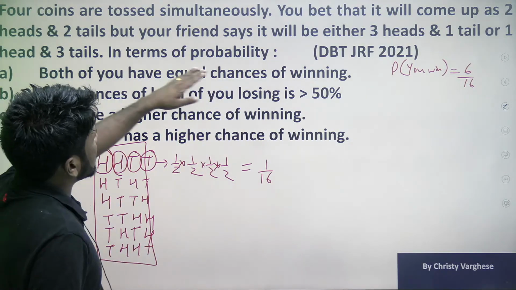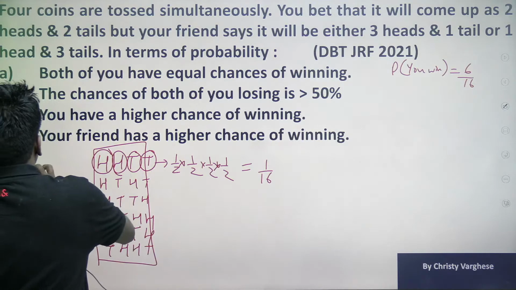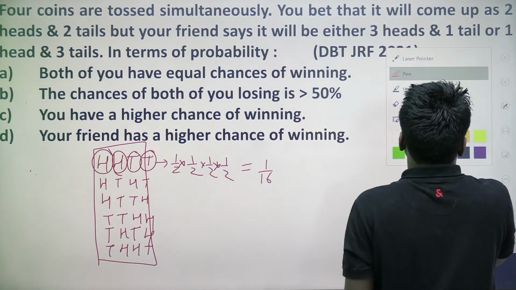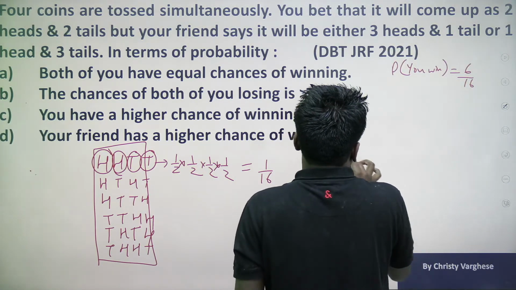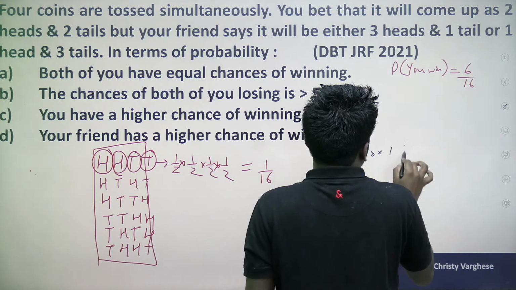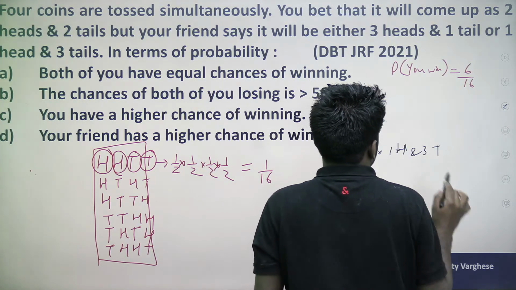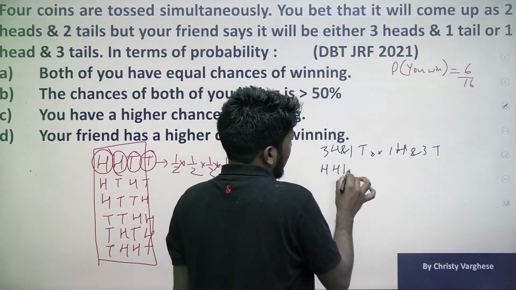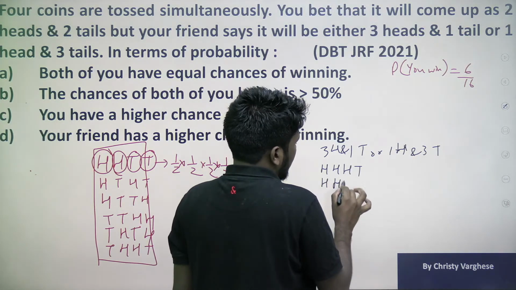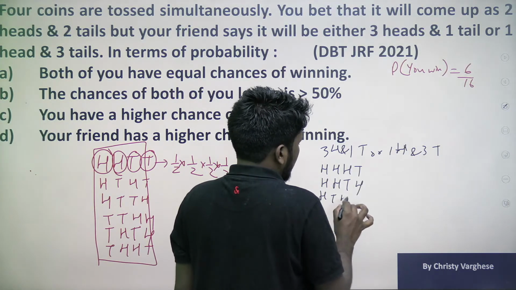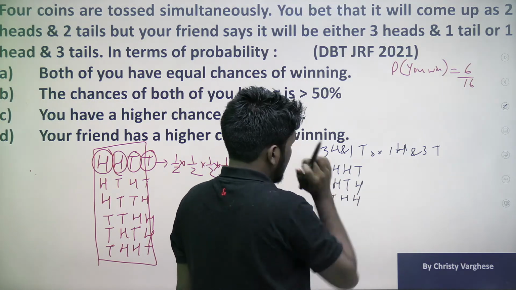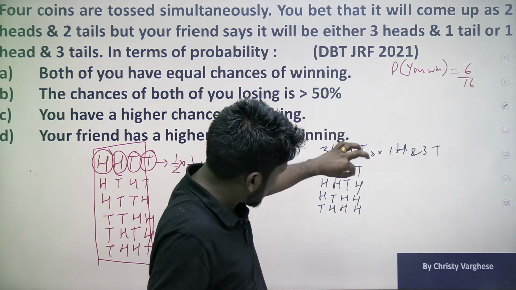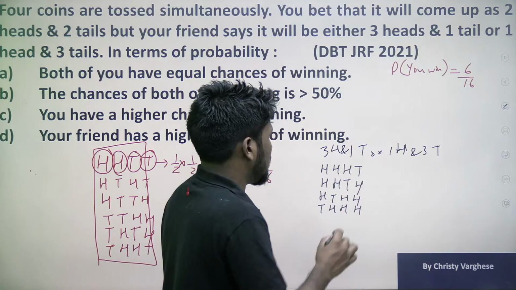Then let us see what is the chance of 3 heads and 1 tail. Same way we will analyze your friend's possibility. 3 heads and 1 tail, or 1 head and 3 tails. What all are the possibilities for that? 3 heads and 1 tail means head, head, head, tail, then head, head, tail, head, and so on. The 1 tail being in 4 different positions, there are 4 possibilities for that.